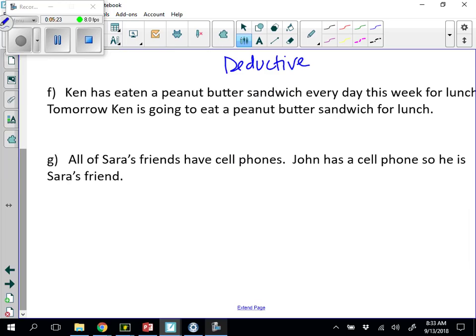Okay, part F. Ken has eaten a peanut butter sandwich every day this week for lunch. Tomorrow, Ken is going to eat a peanut butter sandwich for lunch. This is what's happening. I'm observing this. Therefore, I think he'll do it in the future. This is a pattern, inductive.